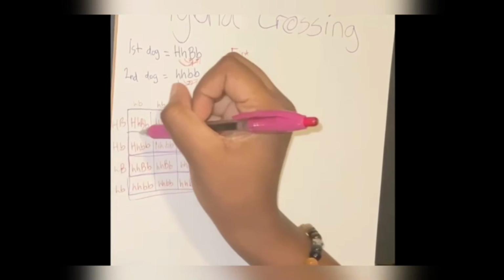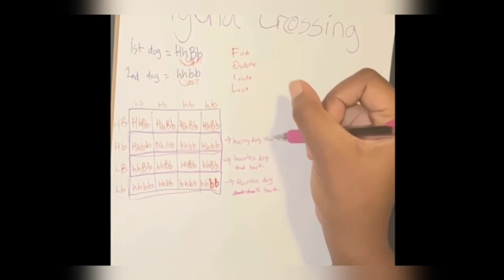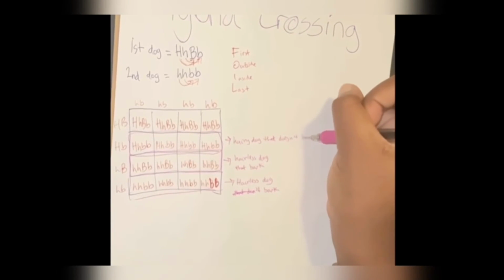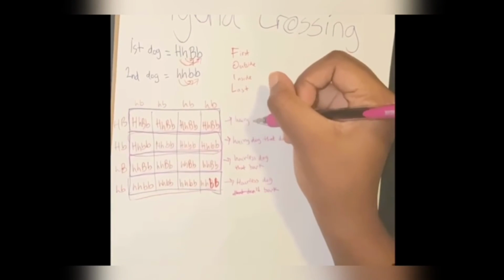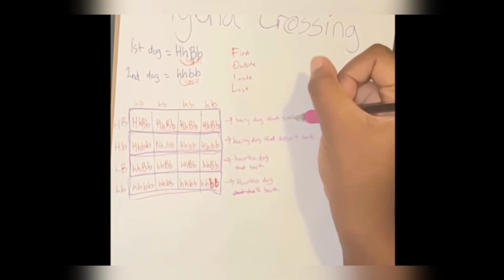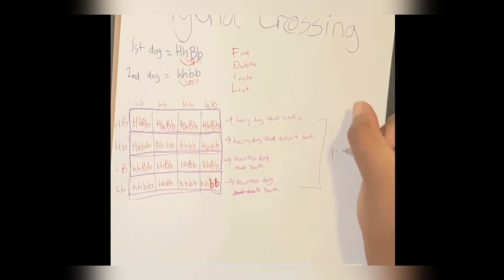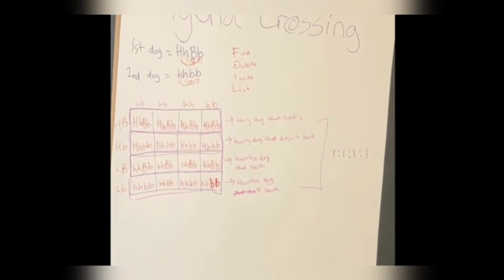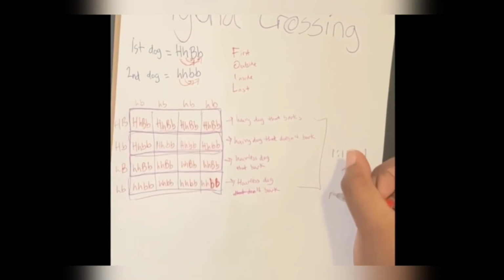So I have a hairless dog that doesn't bark, a hairless dog that barks, a hairy dog that doesn't bark, and a hairy dog that barks. So we have 4 of each. That's 25% for each, or 1/4 for each, or a ratio of 1 to 1 to 1 to 1. And that ratio is for genotype and phenotype.